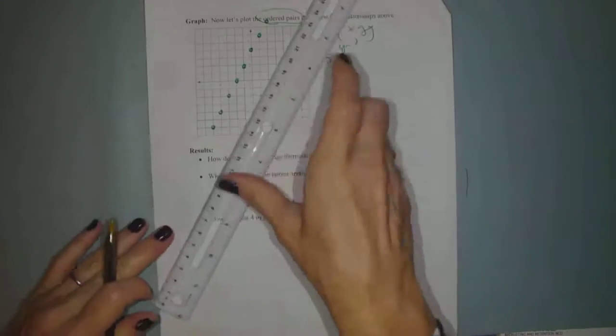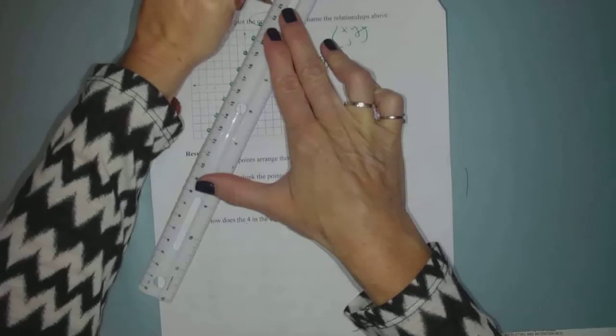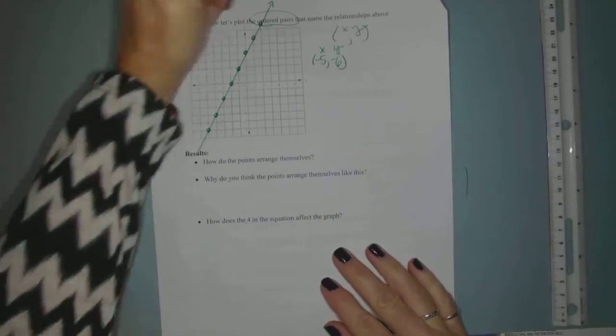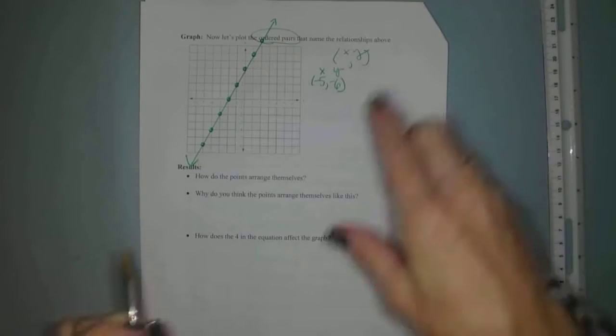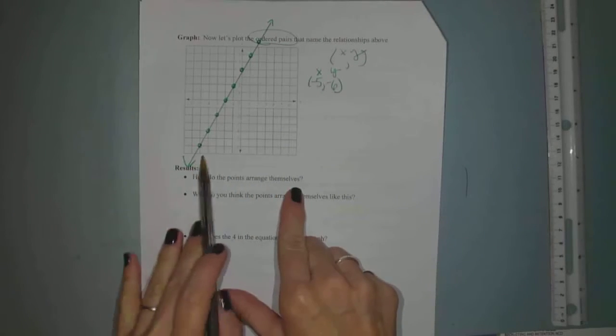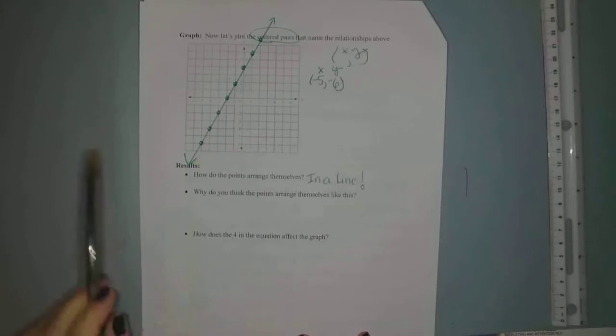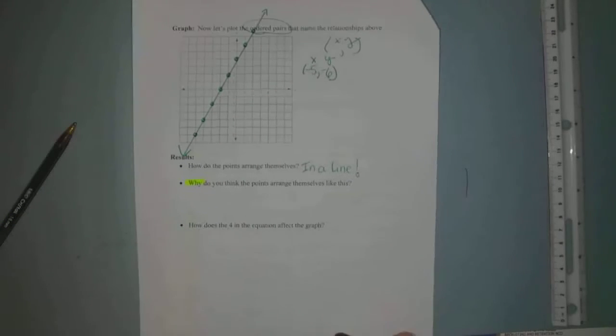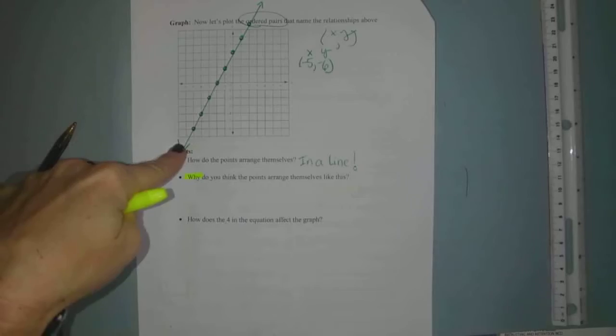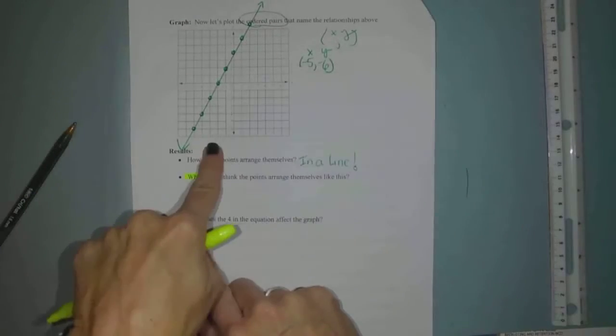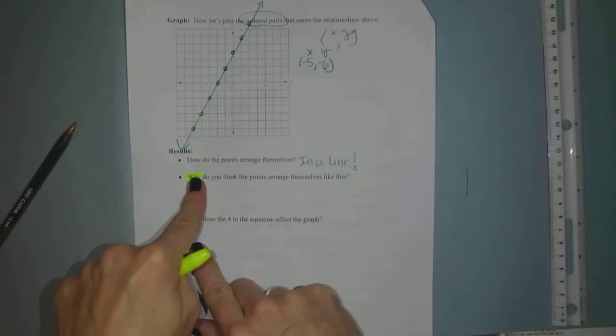Okay, so clearly we got something going on here when I connect these dots. And we've got some questions here underneath this. How do the points arrange themselves? Well, clearly these points arrange themselves in a line. Hope you noticed that. Here's the deal. Why do you think the points arrange themselves like this? And I'd really like you to pause this and give it some good thought before you listen to my answer. Why do they line up straight? Why not some circular pattern or some curvy pattern? Why are they perfectly straight?